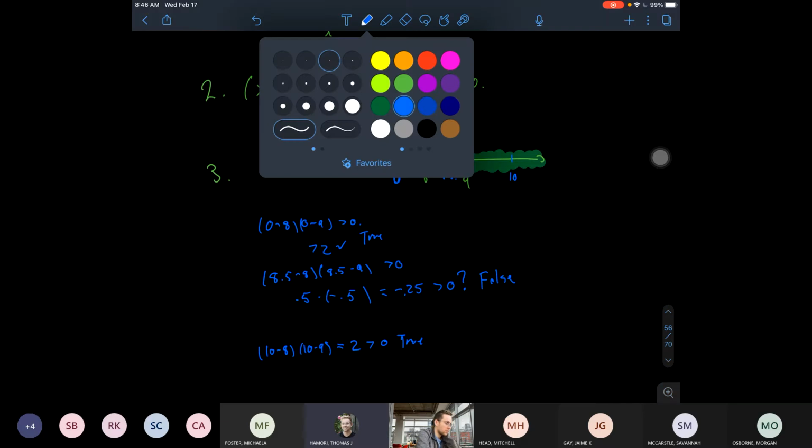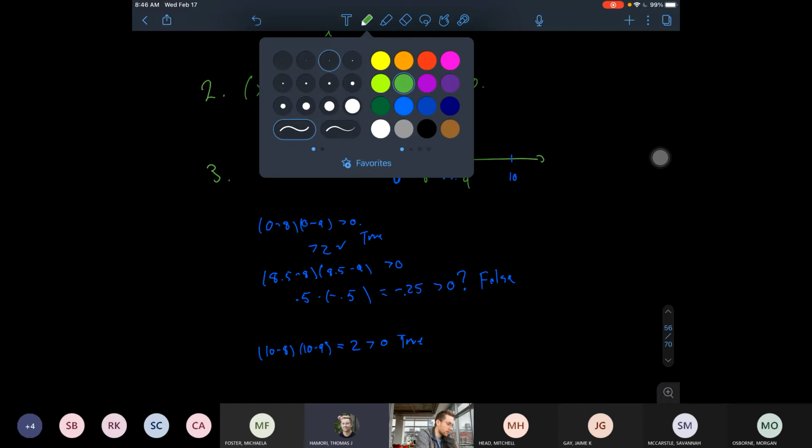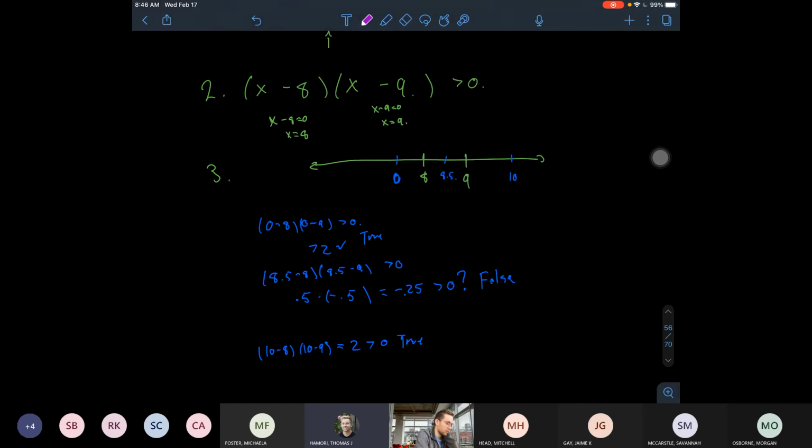So finally, I would use a different color now, I'll use purple since the number line's green. I would fill in this whole region to the right of 9, and fill in this whole region to the left of 8. I would not fill in the region in the middle. My question to you guys is, should I put an open dot or a closed dot on 8 and 9? What do we think?